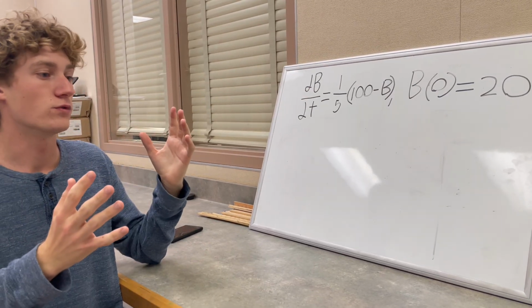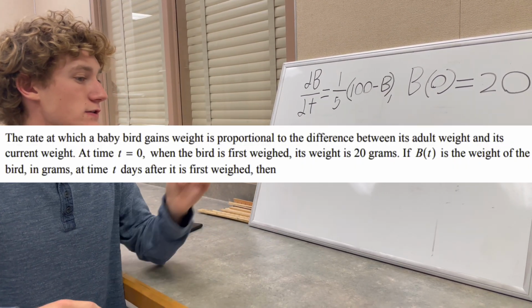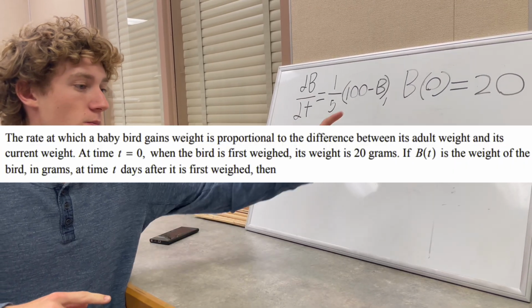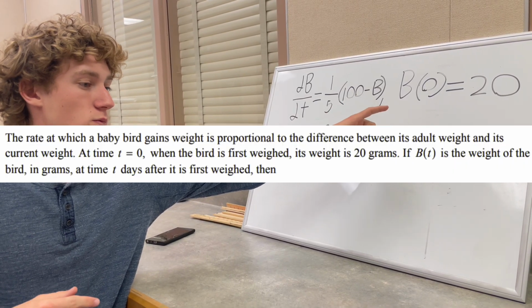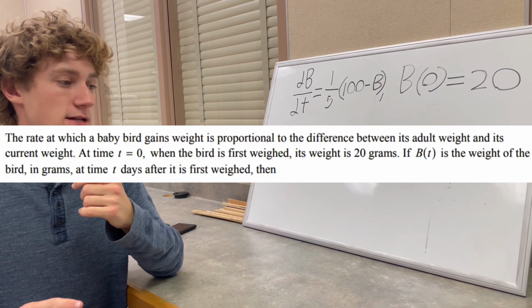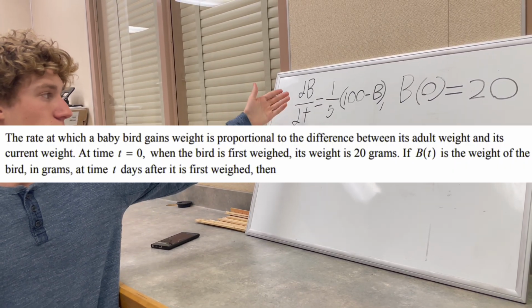So now let's just read out the context that is given to us. The rate at which a baby bird gains weight is proportional to the difference between its adult weight and its current weight. At time equals 0, when the bird is first weighed, its weight is 20 grams. And if B of t is the weight of the bird in grams at time t days after the first weight, then it gives us this derivative of the bird's weight.